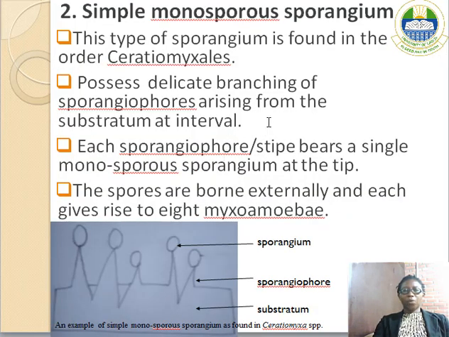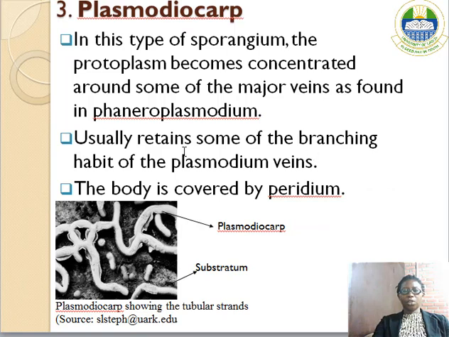Another type of sporangium present in this group of organisms, the fungi, is the simple monosporous sporangium. In this, the sporangiophore comes out at intervals from the substratum and gives rise to a sporangium forming at the tip of this sporangiophore, such as you have on the screen.